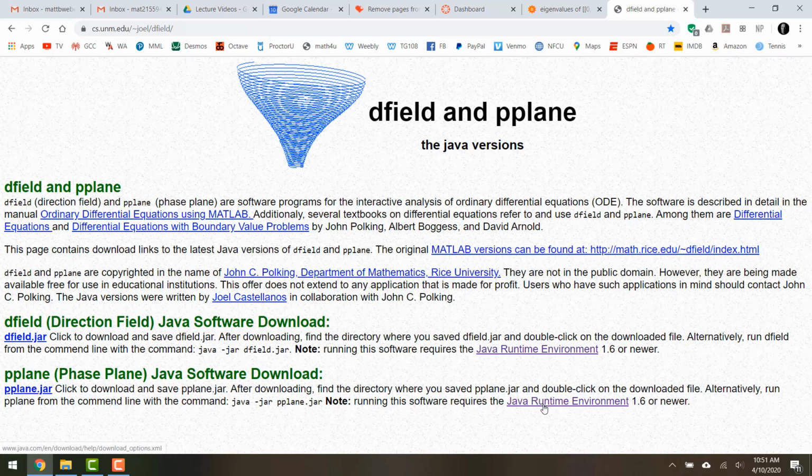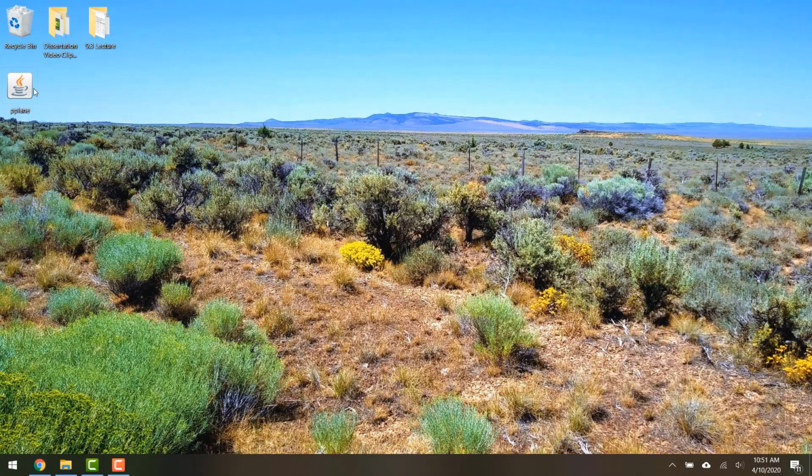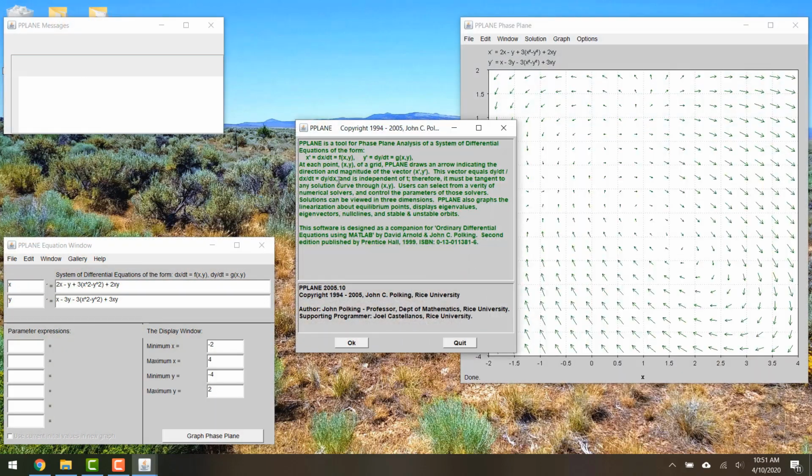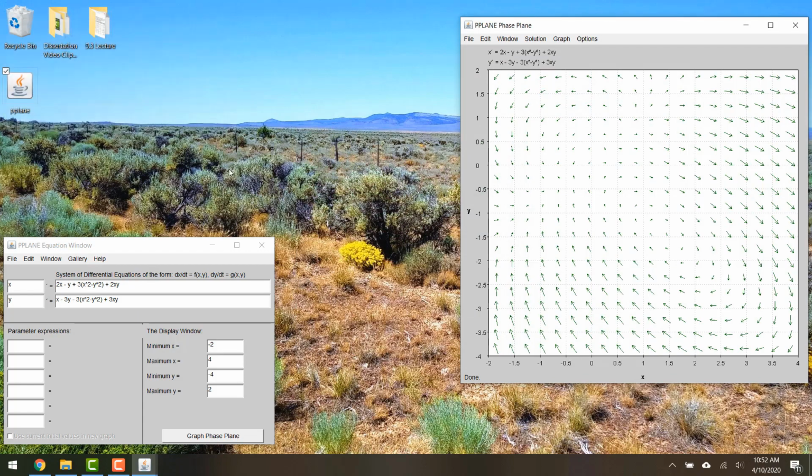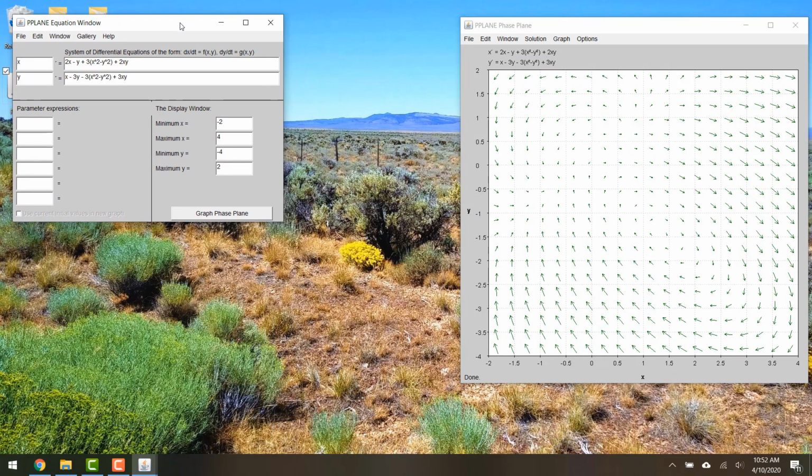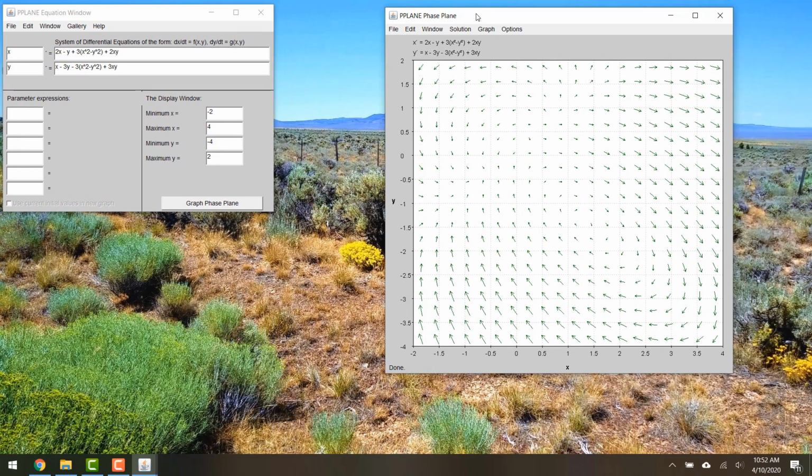I did need to download and install Java to make sure this was workable on my laptop. You might have to do the same. Anyway, when you download it, you'll see a symbol that looks like this, and if you see the Java logo there, then you know that you've got the compatible software to open this. I go ahead and do that. All right, I'm going to say OK here. Let's delete those messages. Let's put my input up here and make this a little bit larger.